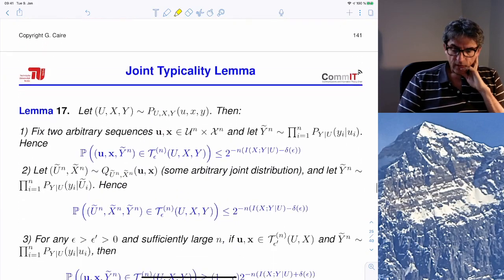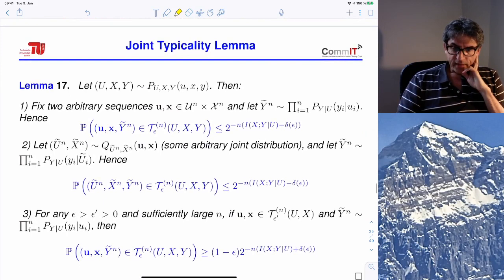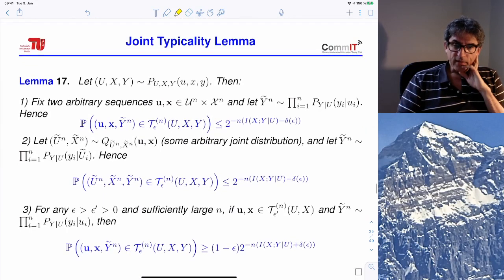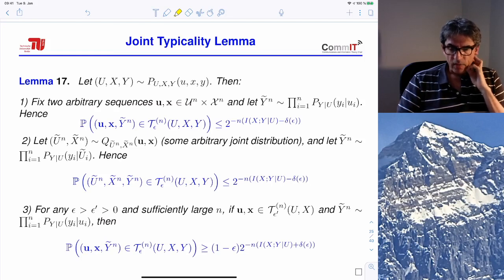Very good. So I think that we have done quite a bit. We have to prove now 3 very important lemmas. One is called the joint typicality lemma, and then based on joint typicality, we will prove 2 important lemmas. One is called the packing lemma, and one is called the covering lemma, and these will be the central tools to prove the channel coding theorem and the source coding theorem.